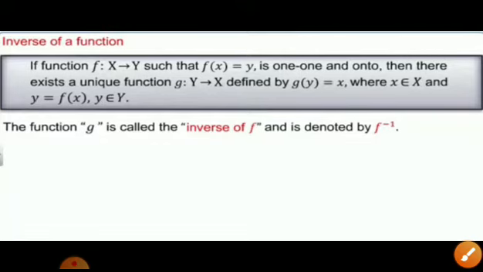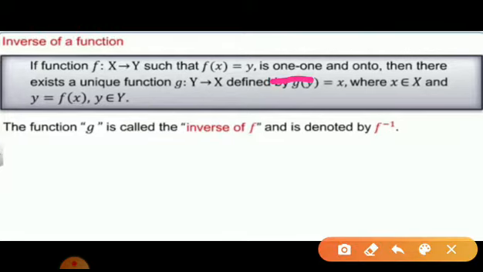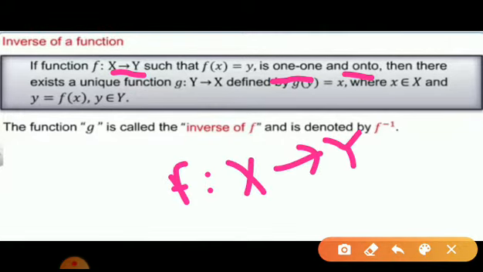Now in the previous chapter we have seen that the inverse of a function exists when the given function is one-one and onto. That means if the function is bijective, only then I can say the inverse exists, and that inverse is always a unique inverse. So the inverse will exist from Y to X. If f is defined from X to Y and it is a bijective function, that means my range is my Y.